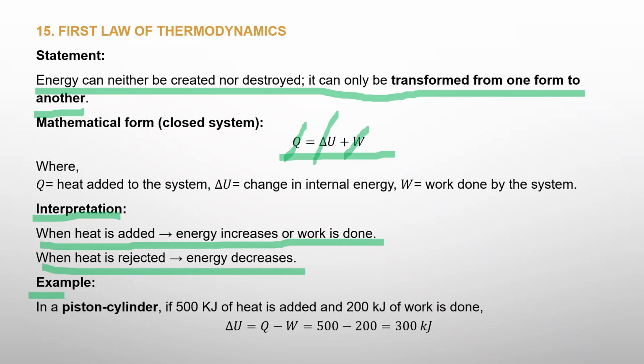If we talk about an example, we can say that in a piston cylinder arrangement, if 500 kilojoule of heat is added and 200 kilojoule of work is done, then the change in internal energy is 500 minus 200, that is 300 kilojoule. So internal energy will be increased by 300 units.